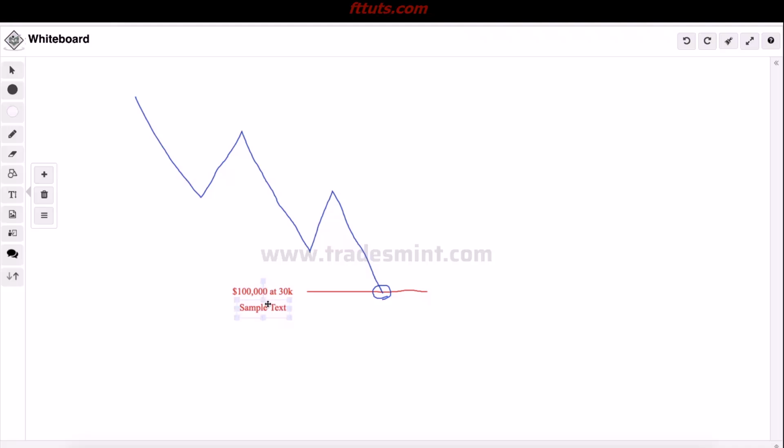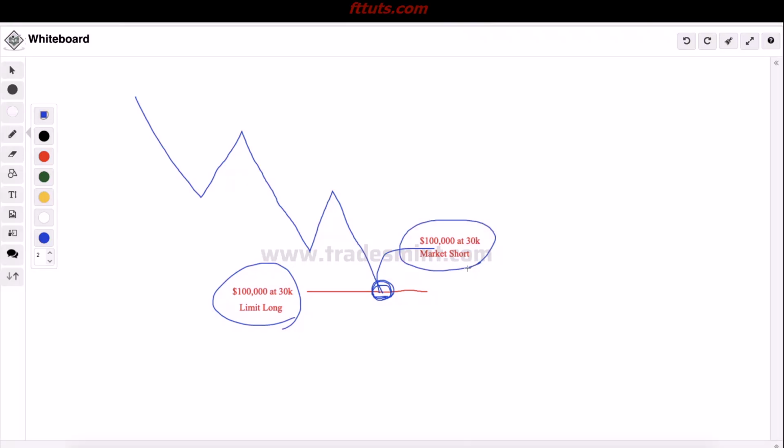So this is $100,000 at 30K, a limit long, and this right here is going to be $100,000 at 30K, a market short. And essentially what is happening here is the person who's marketing short is essentially giving their money to the person who has this limit long, right? We have to understand that the only way this limit long is going to get filled is if somebody places a market short at the same level where this limit long is at.